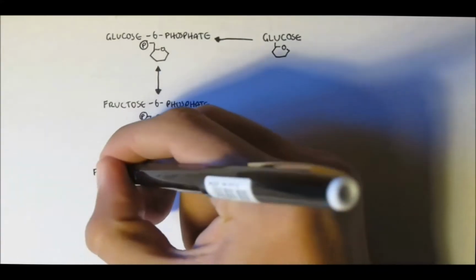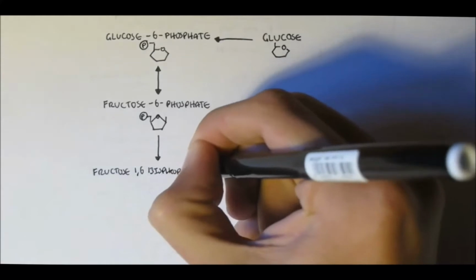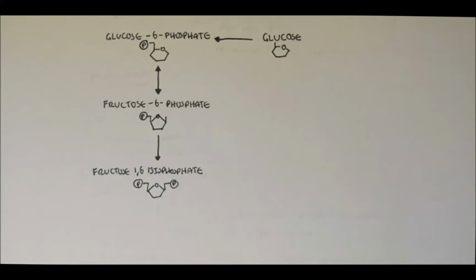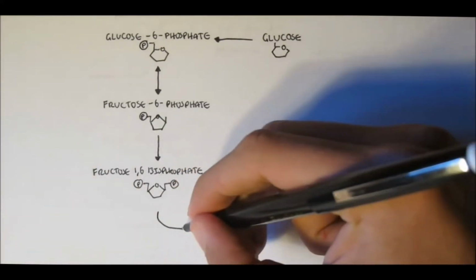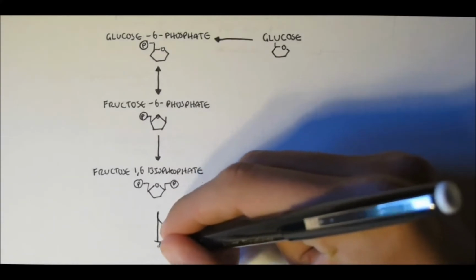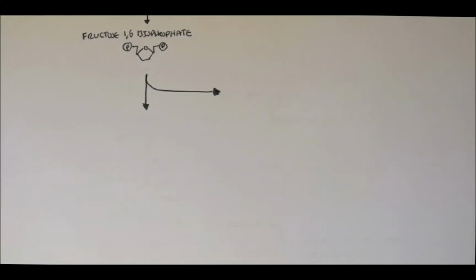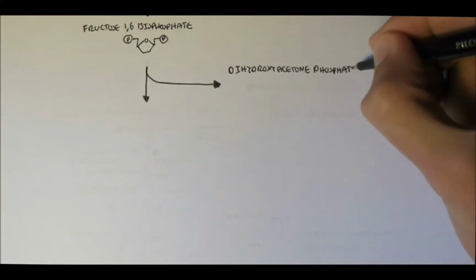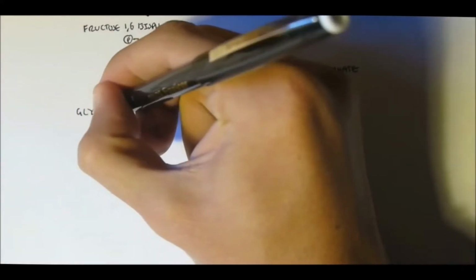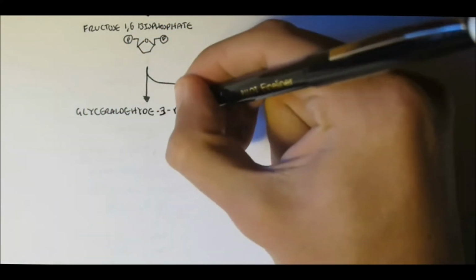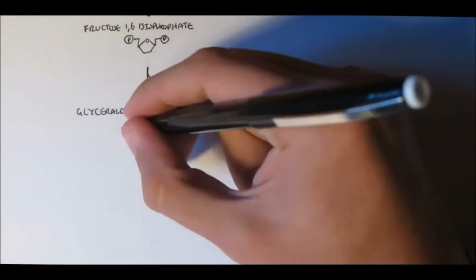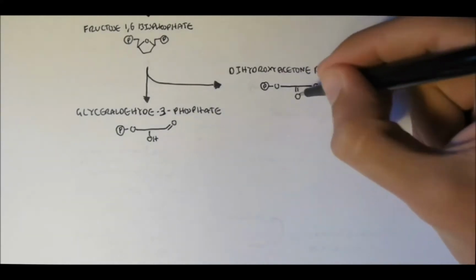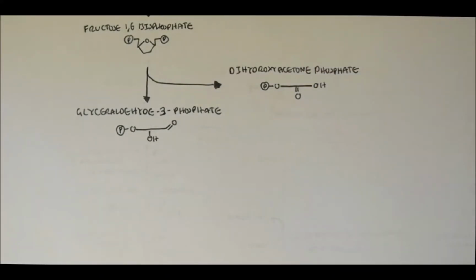Fructose 6-phosphate will convert to fructose 1,6-bisphosphate with an addition of a phosphate. So now there's a phosphate on the 1st and the 6th carbon. Fructose 1,6-bisphosphate will then split in half to form 2 structures. One of them is called dihydroxyacetone phosphate, and the other one, glyceraldehyde 3-phosphate. Now the difference between the two is that glyceraldehyde 3-phosphate is in an aldehyde form, with a double bonded oxygen coming off the end. And the dihydroxyacetone, however, is in a ketone form, with a double bonded oxygen coming out in the middle.